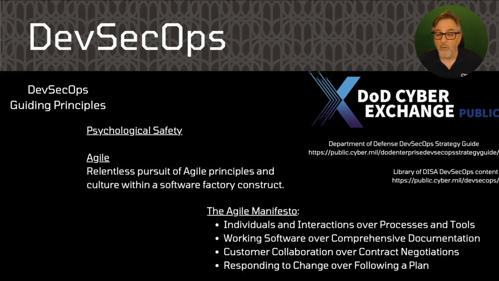So notice that the word "over" is used in each of the four manifesto ideals. What that means is not that processes and tools are not necessary. What it's saying is that individuals and interactions take precedence over processes and tools. You must have processes, you must have tools, but you can't blindly follow them. You can have important business decisions that need to be made in order to achieve an objective for an organization. And if your processes and tools don't allow for that, then the individuals and the interactions that they are attempting to conduct need to take priority over the process and tool itself.